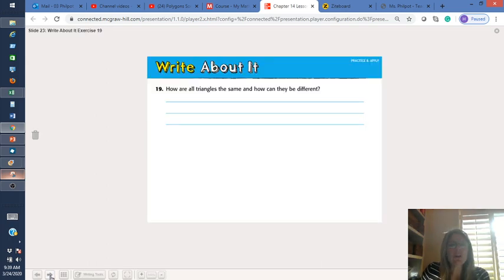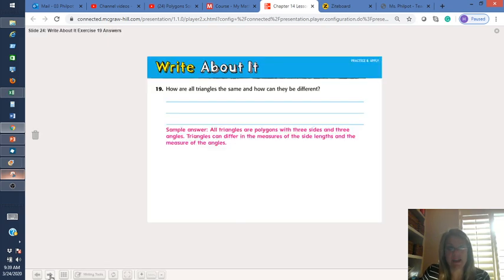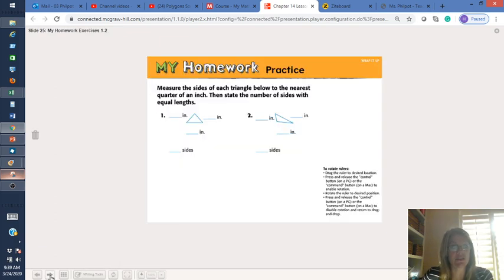Okay, how are all triangles the same, and how can they be different? Okay, all triangles have 3 sides. All triangles have 3 angles. They can be different because their sides can be different lengths or the same length. They can have acute angles or obtuse angles or right angles. Their angles can be different. They're polygons with 3 sides and 3 angles, so they're always the same. But they can differ in the length of sides and the measure of the angles, like we talked about. There's lots of different ways they can be different, and there's lots of different triangles.